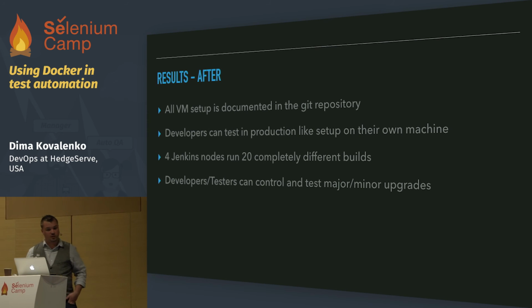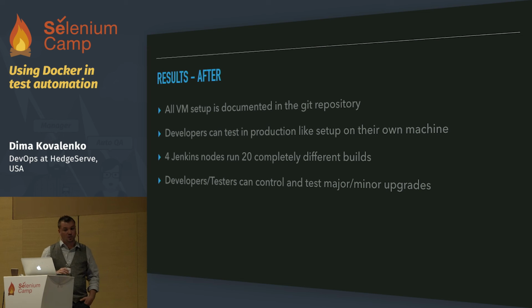And after this, all of our VMs are now version controlled in the repository. Developers can set up any crazy environment that they want to without having to ask for permission, without having to talk to anybody. They can throw away an experimental branch as fast as they can create it.